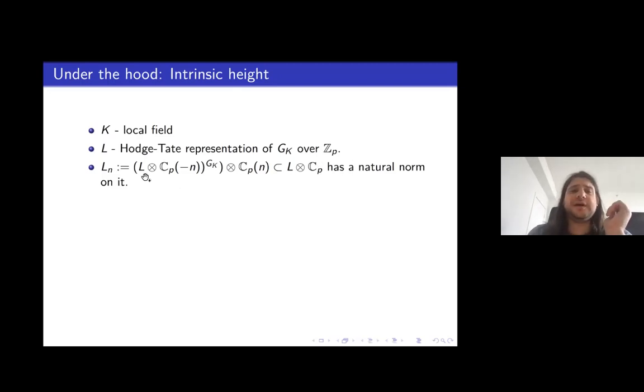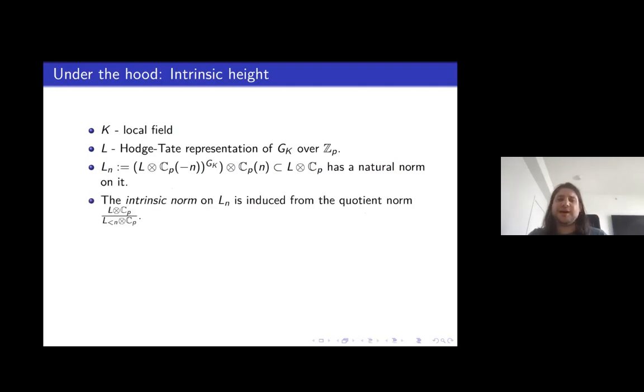Then it's known that if you tensor with C_p, and you look at various twists and take Galois group invariants, you get enough invariants. That's what it means to be Hodge-Tate. Now, since you're tensoring with twists of C_p, and since L is a lattice, the vector space L tensor C_p, twisted or not, has a very natural metric on it. And that induces a metric on this nth Hodge-Tate piece of it.